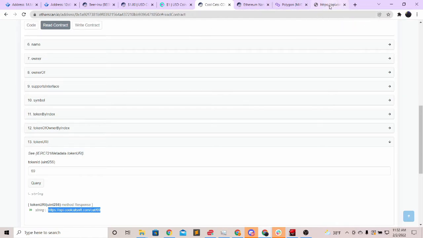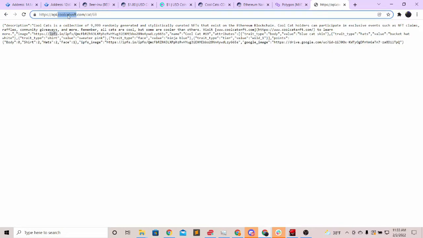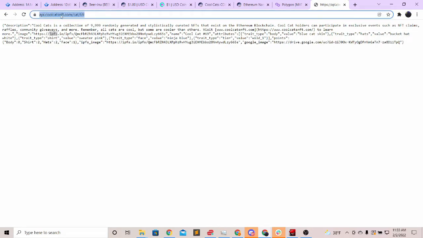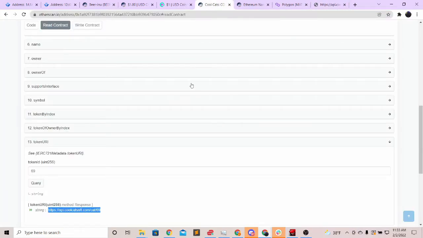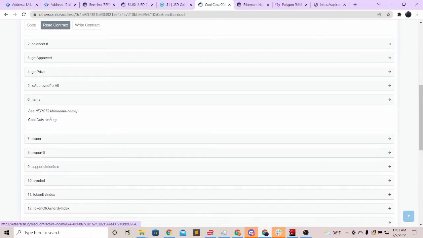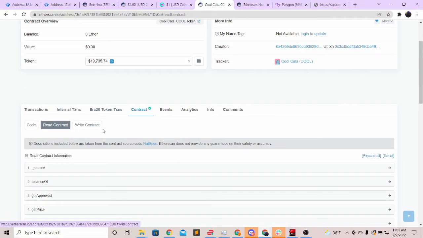It's a little concerning that the metadata goes to the Cool Cats website and not IPFS. It's more centralized than it should be. I do see the images are on IPFS, so that's good, but the metadata is not. But yeah, we can just easily read any of the data from the blockchain right away, the name, the total supply. We can also write to the contract.